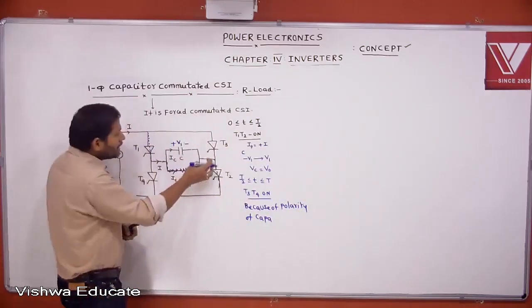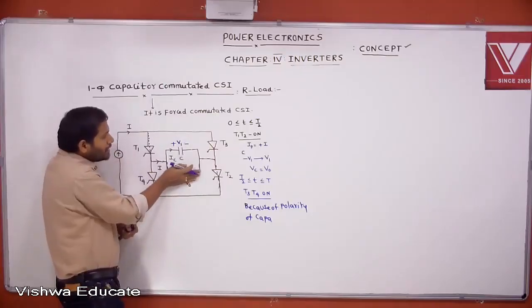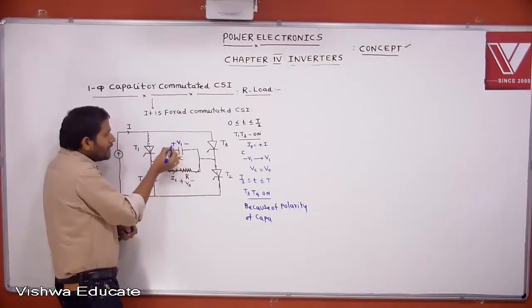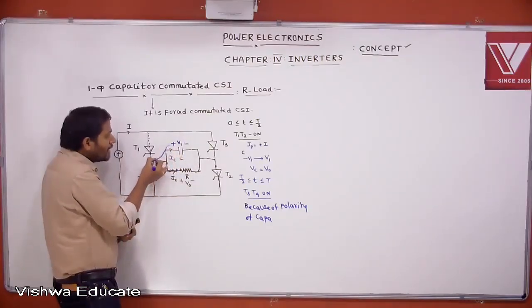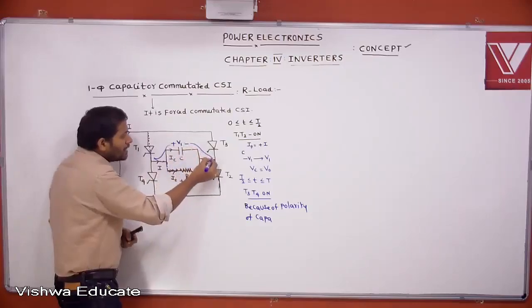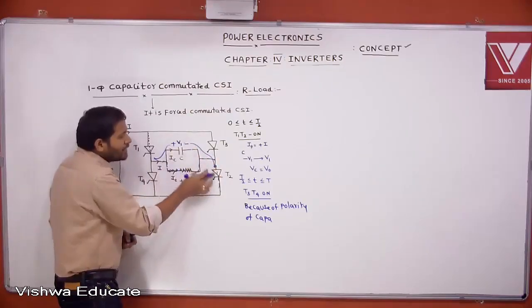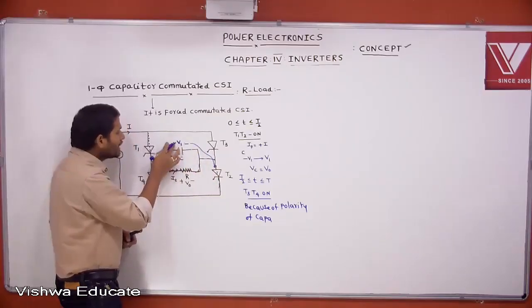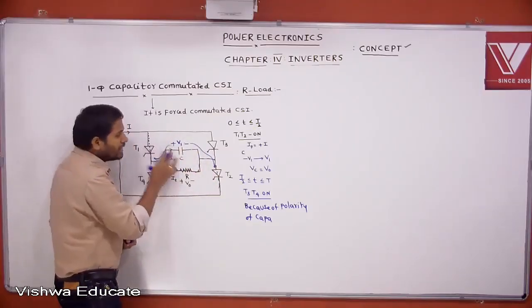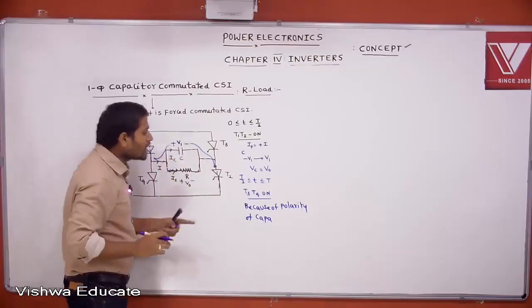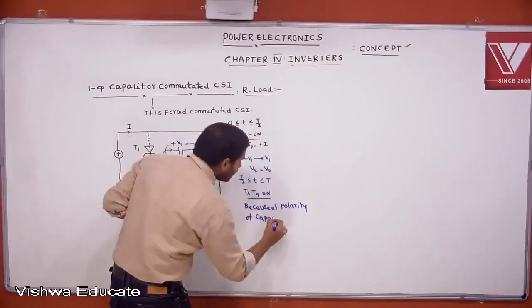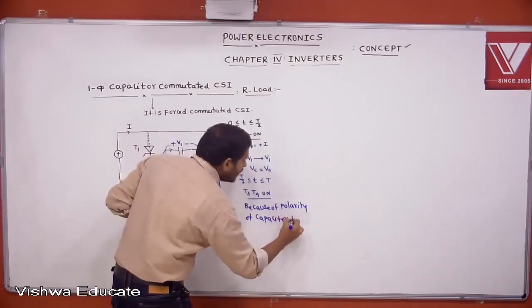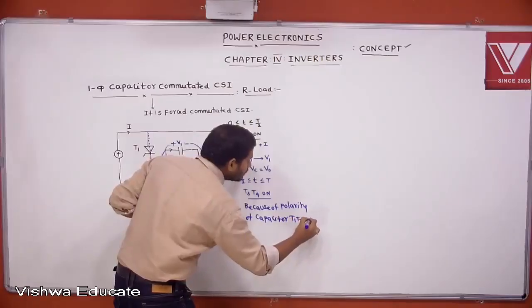See, I have triggered this T3, T4 now. Whenever T3, T4 is triggered, this capacitor polarity is connected here. This negative, with respect to T2, is under reverse because negative is connected to the anode of T2, and positive is connected to the cathode of T1. That's why T1, T2 will be turned off because of the polarity of the capacitor. T1, T2 is turned off.